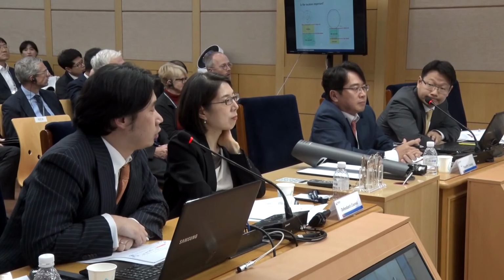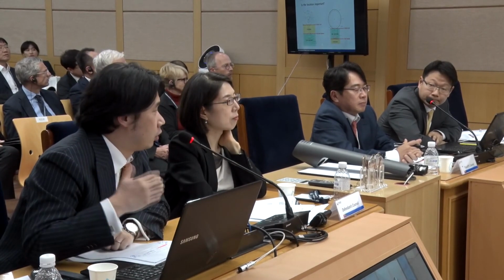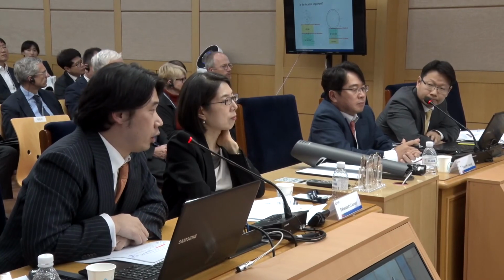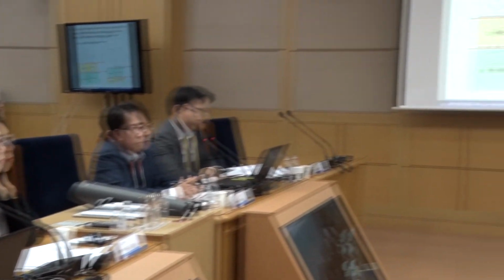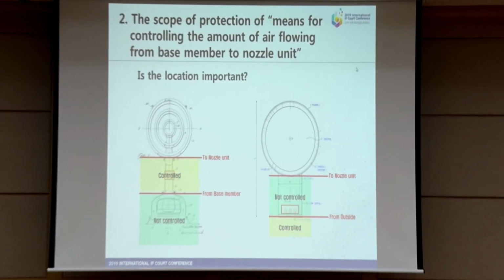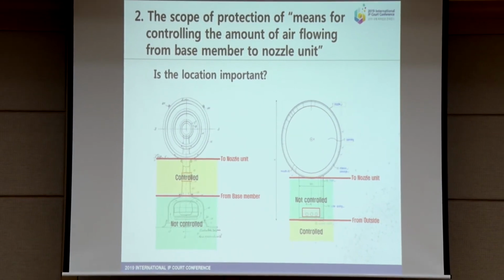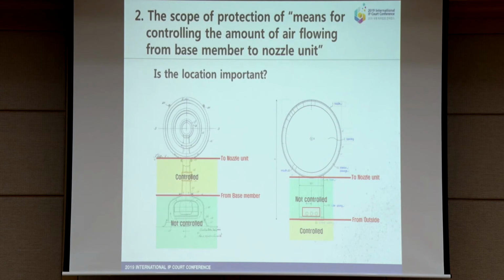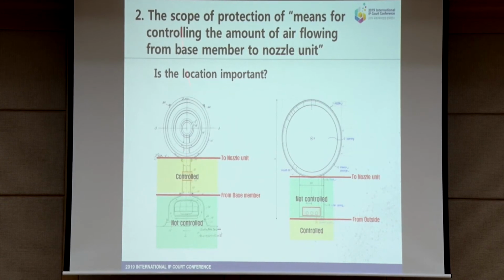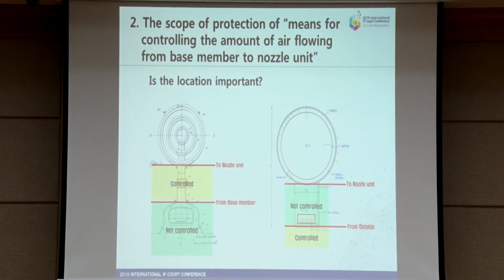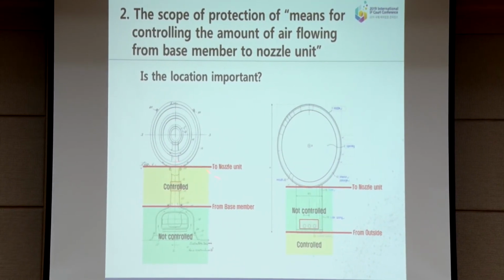What about the defendant? I think I briefly mentioned this issue before. On the left side, the air is controlled during the flow to the nozzle unit. But on the right side, the air is controlled when the air is generated at the bottom. So on the right side, there is control of generation, not of the flowing. The claim says the amount of air flowing from the base member to the nozzle unit, so we should interpret it narrowly. Narrowly, the air is only controlled within this range.